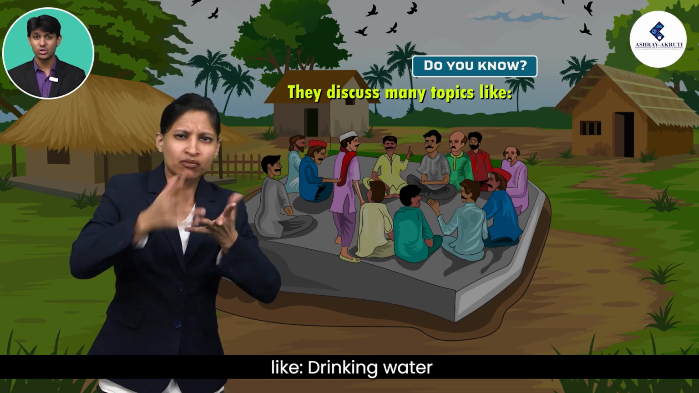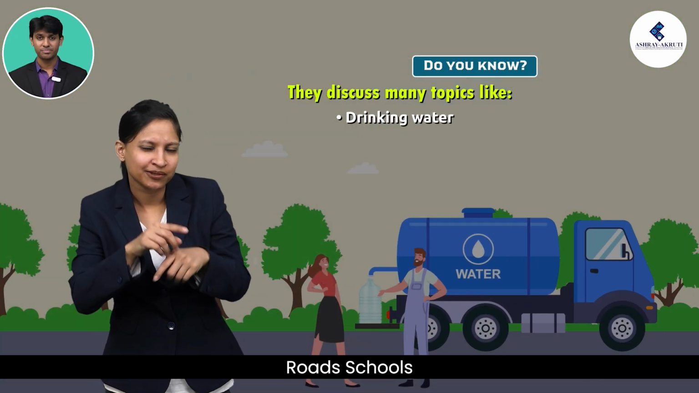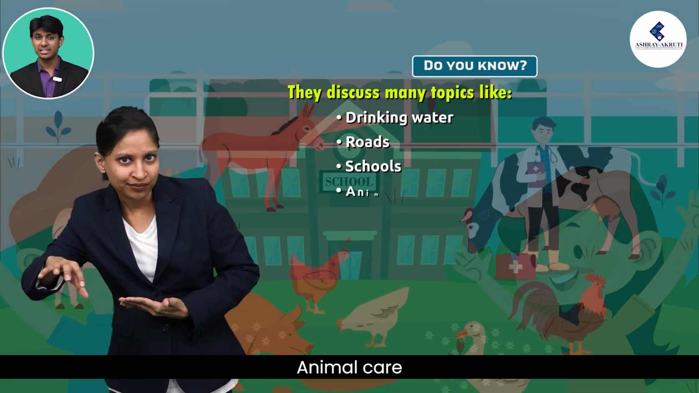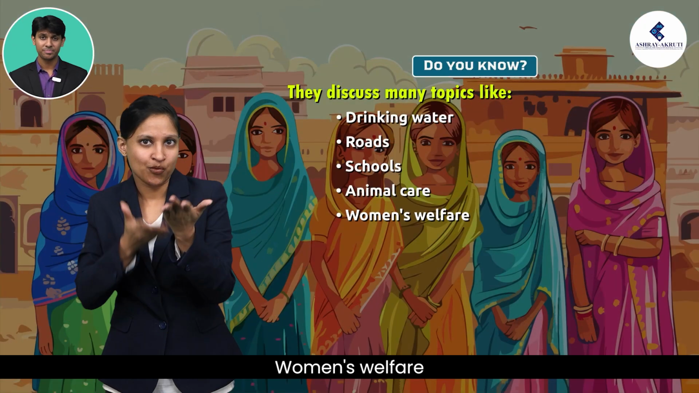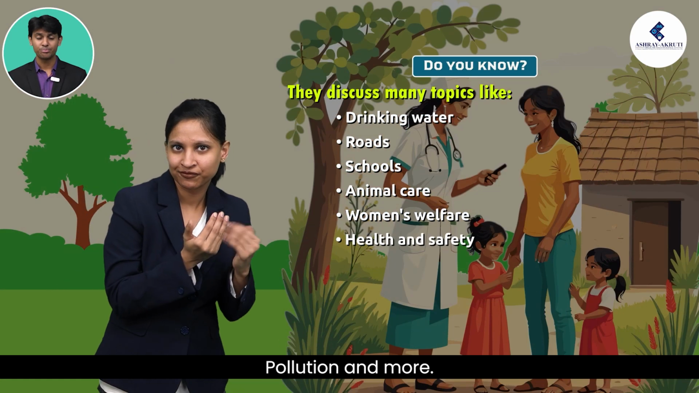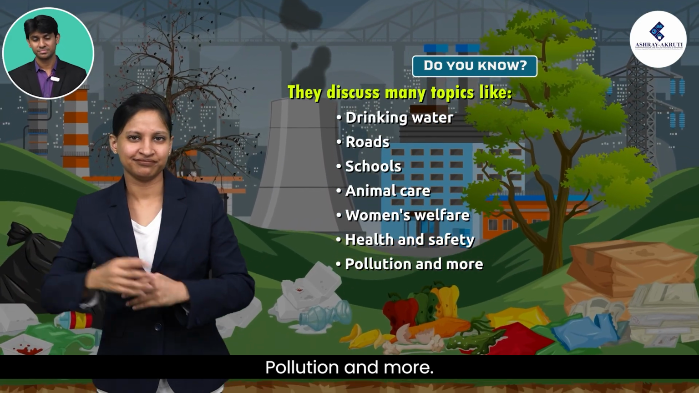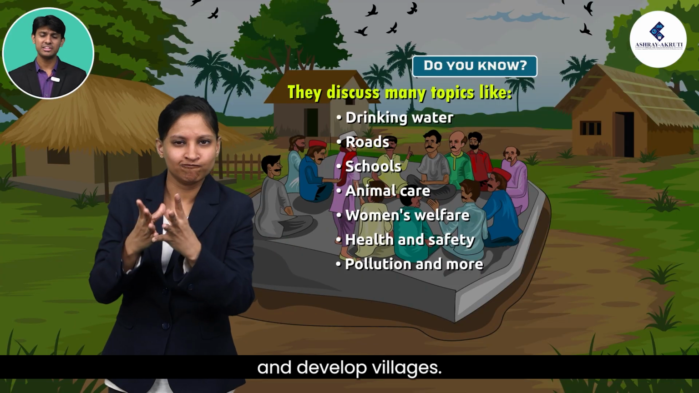They discuss many topics like drinking water, roads, schools, animal care, women's welfare, health and safety, pollution, and more. They make plans to solve problems and develop villages.